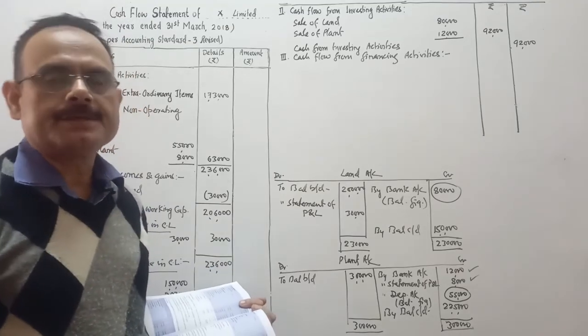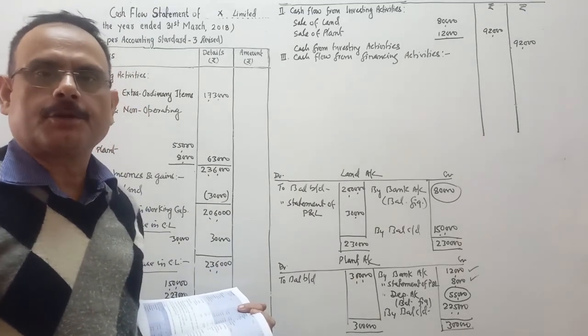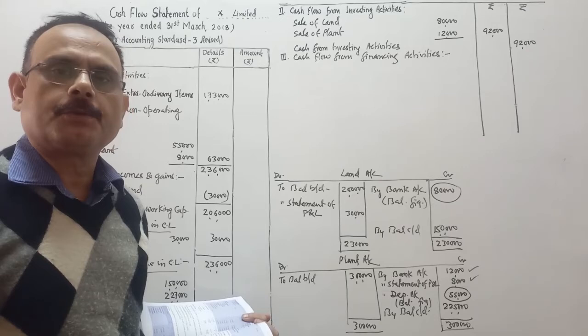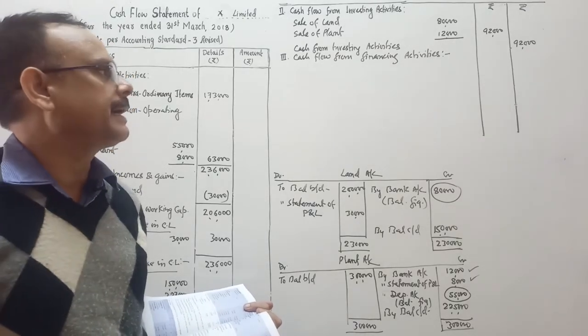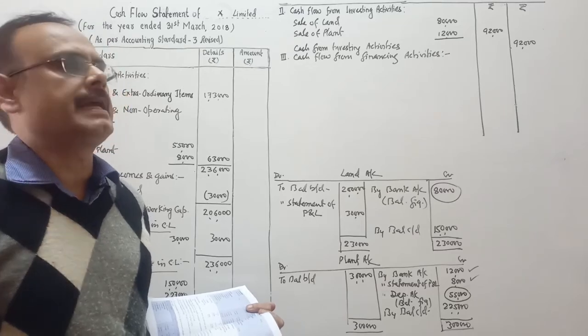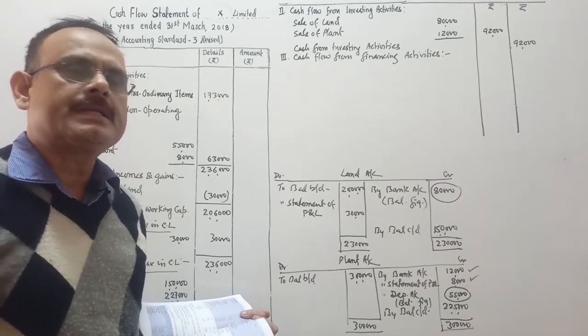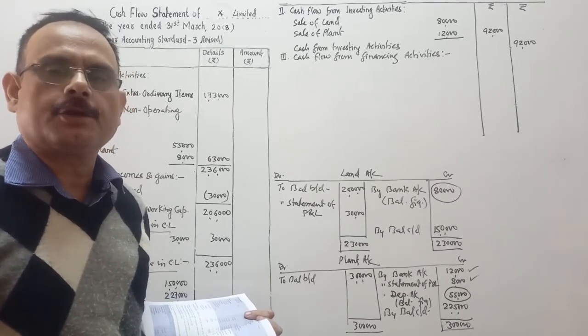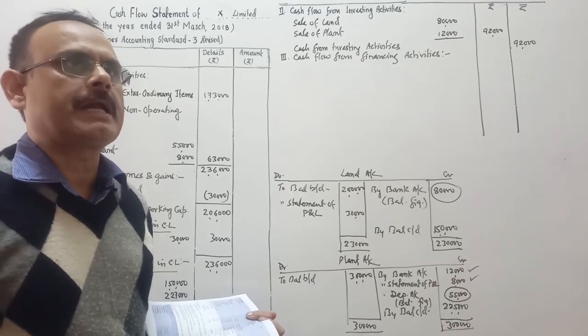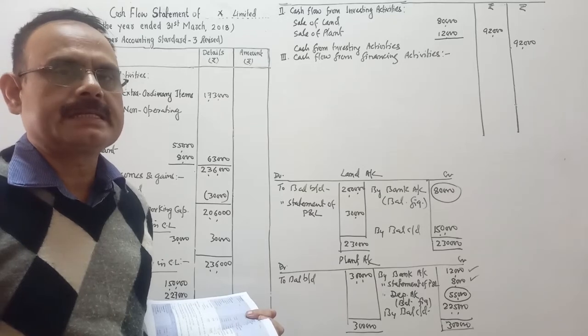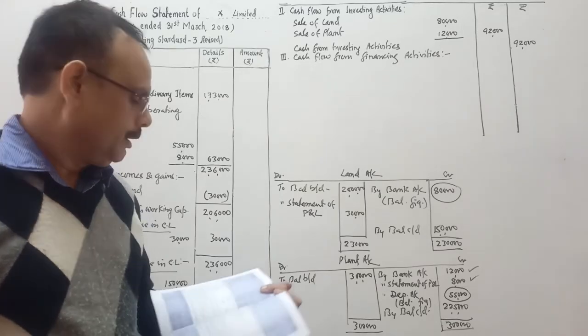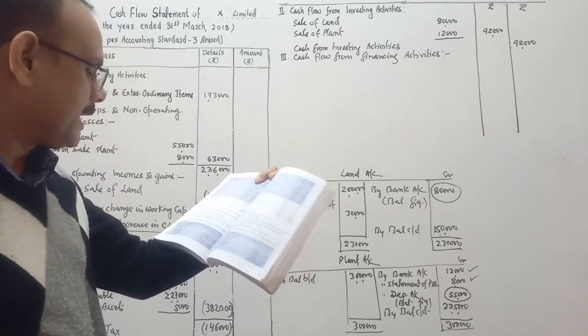Financing activities means change in the size and composition of owner's capital and borrowed capital, and dividend paid, interest paid. These are the things that come under the financing activities. When it is related to the change in the size and composition of owner's capital and borrowed capital, we have to see which side of the balance sheet first. We will see the equity and liability side.